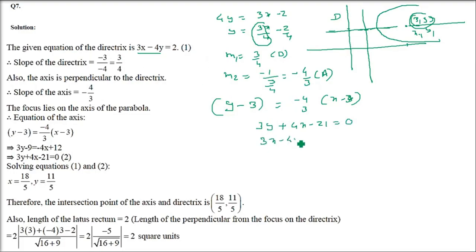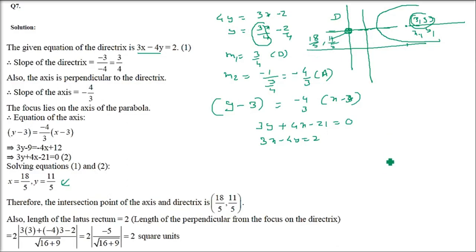And what about the initial equation? 3x minus 4y equals 2. These two lines are intersecting at this point. This is the point of intersection of the axis and directrix. You just have to solve these two lines. This will come as 18 by 5 and 11 by 5. So the first part of the question is done. This is the intersection of the directrix and axis.